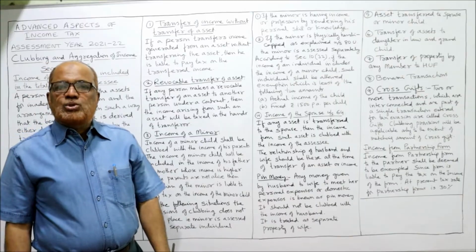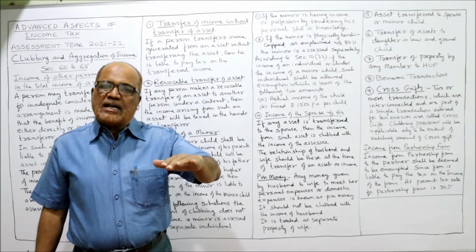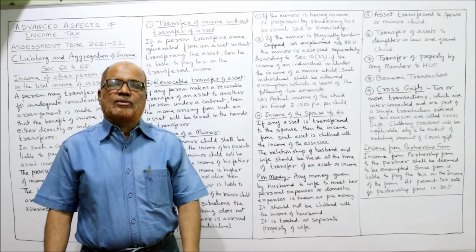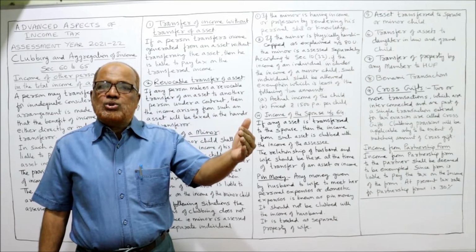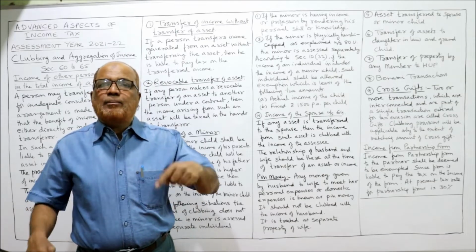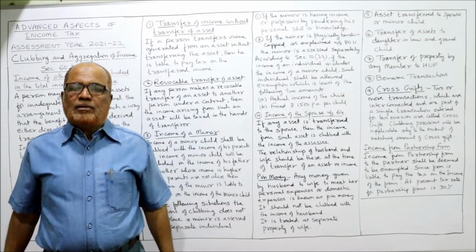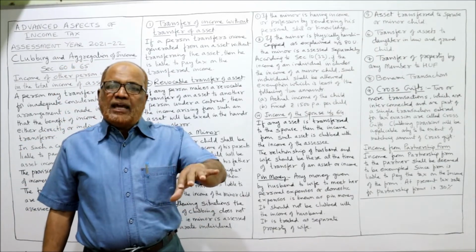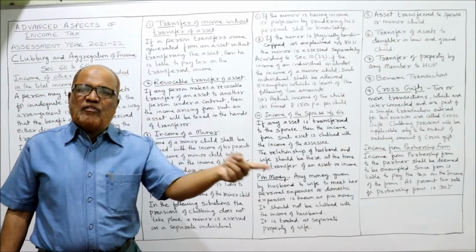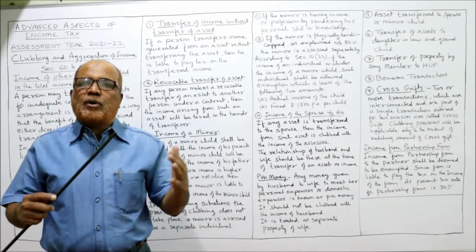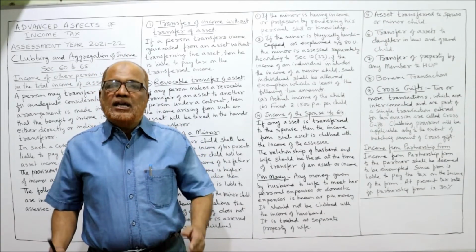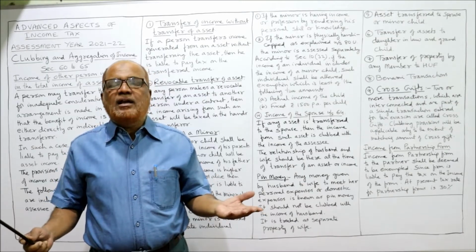Now, income of spouse. Sometimes an assessee will transfer the asset in the name of spouse without consideration or inadequate consideration. So whatever income earned by the spouse will be included in the income of the transferor. The transferor is liable to pay the tax. Example, Mr. X has purchased one property in the name of Mrs. X without any consideration. So whatever income earned on that property by Mrs. X is included in the income of Mr. X because he has transferred the asset without any consideration or inadequate consideration.